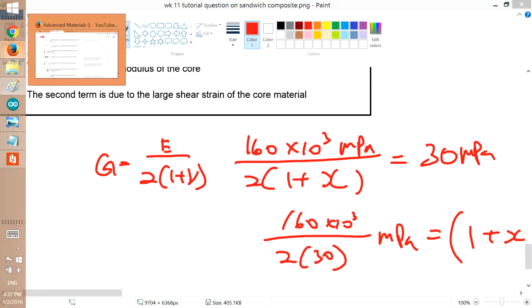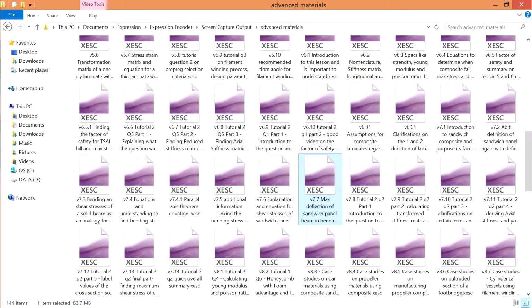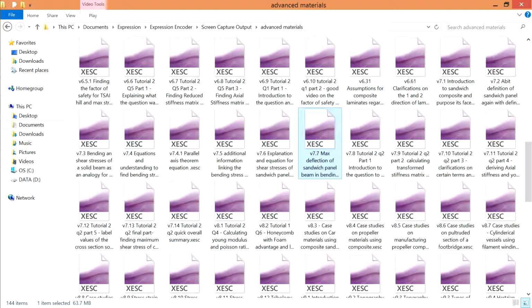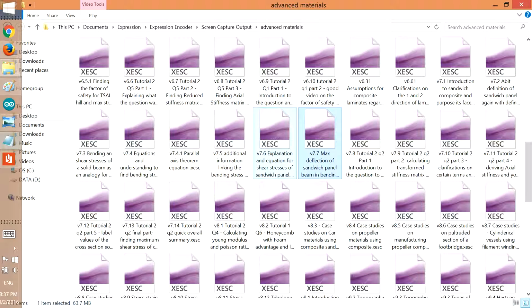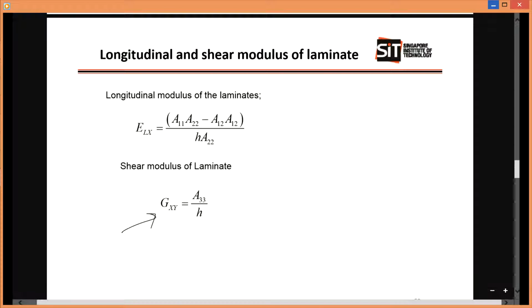Nonetheless, there is also another shear modulus I want you to know, from video 7.7, at about 2:25, which talks about the axial stiffness matrix, if you remember. This is the shear modulus of the laminate. If your core is a laminate, then you can use this type of shear modulus. Normally your face is a laminate, your core is not a laminate. So sorry, I think this is not applicable over here.